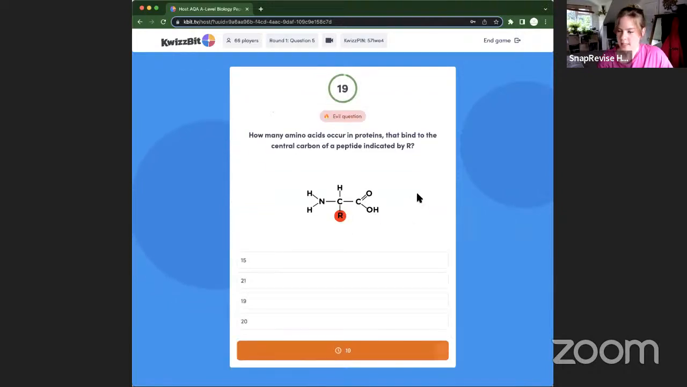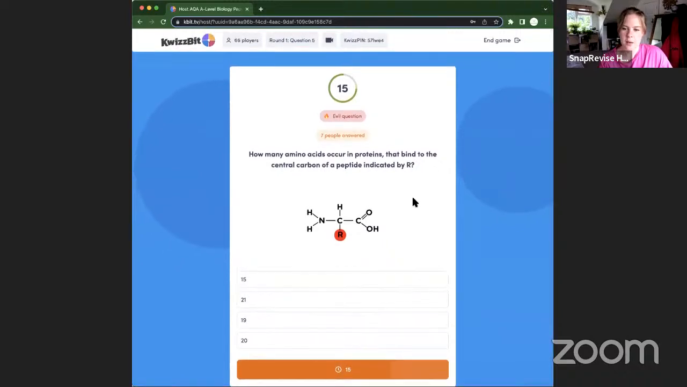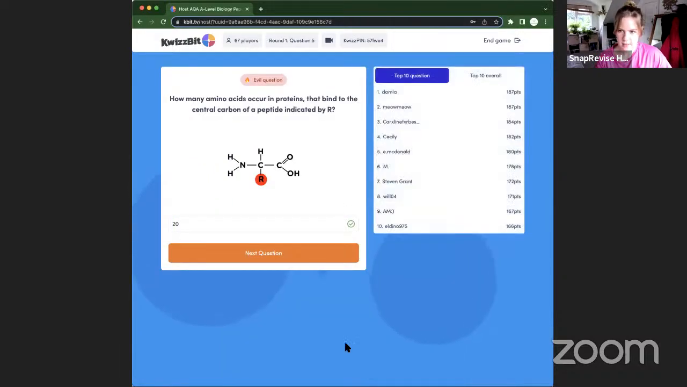Okay, how many amino acids occur in proteins that bind to the central carbon of a peptide, which is indicated in this image by R? This is an R group, by the way. A little bit of overlap with chemistry here. Answer for that one is 20. There are 20 amino acids that could make up this R group.